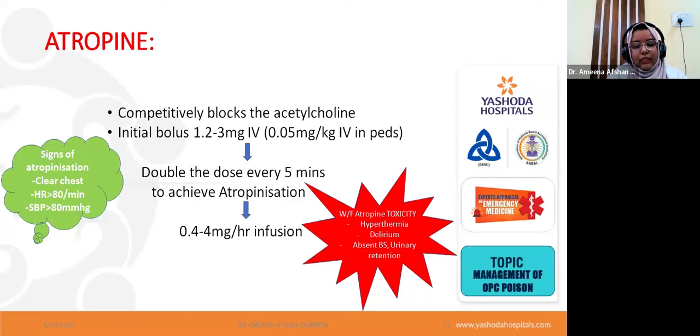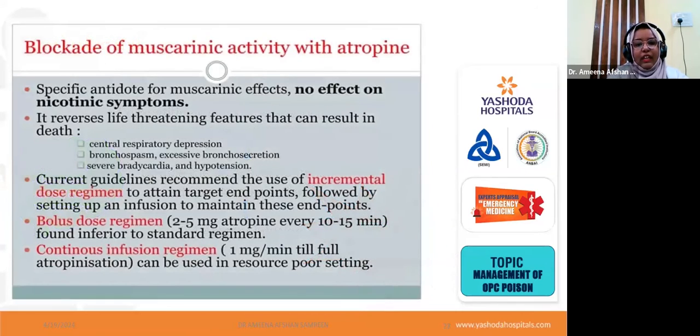The first and most important sign we look for is a clear chest. Those secretions should be cleared. Heart rate should be more than 80 and systolic blood pressure should be more than 80 mmHg. Previously, much attention was given to mydriasis, but rather than that, a clear chest, increasing heart rate and increasing blood pressure are more appropriate. Now in detail, this is a specific antidote for the muscarinic effects. It reverses the life-threatening features like central respiratory depression, bronchospasm, bronchial secretions, and severe bradycardia and hypotension.